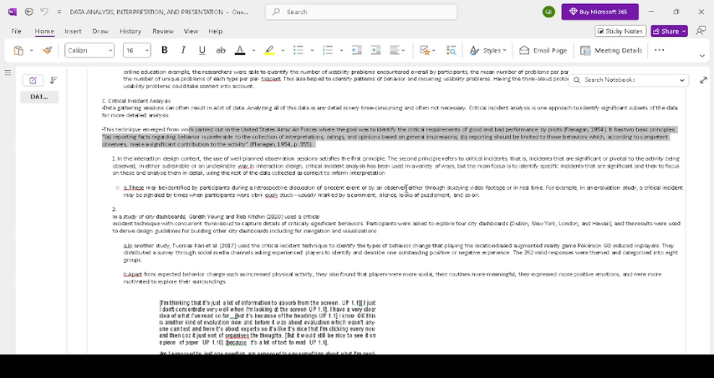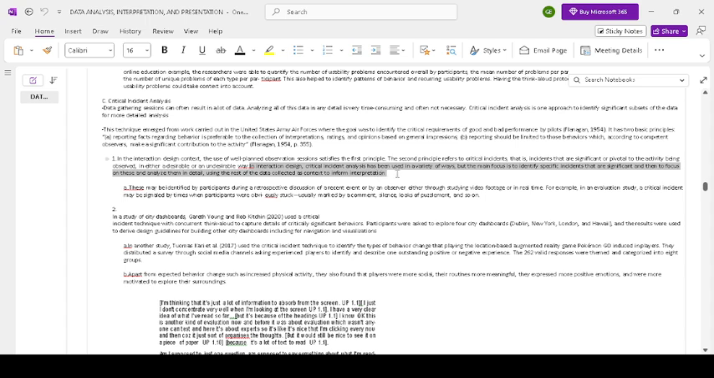It was created during the time after World War II. In the interaction design context, the use of well-planned observation sessions satisfies the first principle. The second principle refers to critical incidents, that is, incidents that are significant or pivotal to the activity being observed in either a desirable or undesirable way. This critical incident could lead you to change your ways or change the theme of the data that you got. You should be prepared to be uncomfortable in case you have undesirable results that do not match your preconceived idea of the solution.